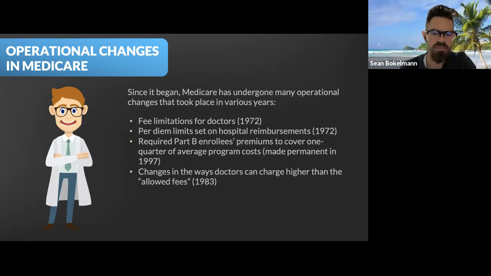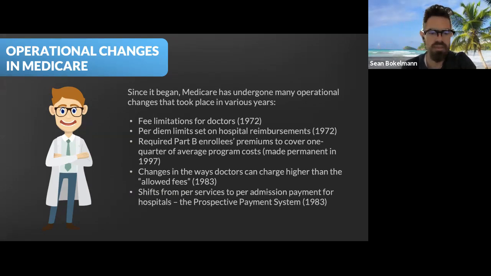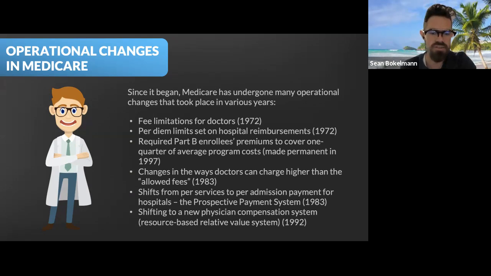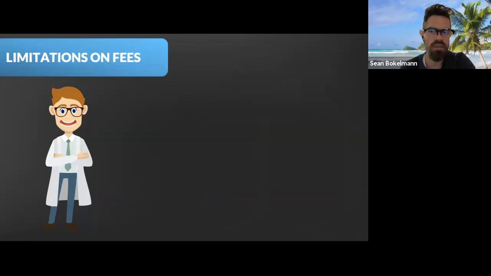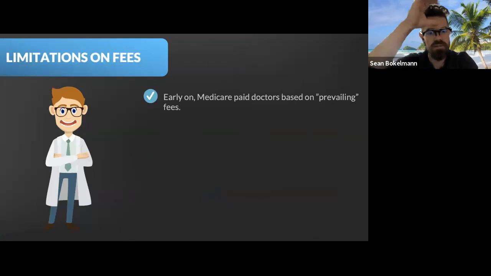Another change that came in 1983 was the way that doctors can charge higher fees than the allowed fees. There was a shift from per services payments to per admission payments for hospitals, something called the prospective payment system. And there was also a shift to a new physician compensation system called resource-based relative value in 1992. So we're going to look at each of these in detail today. So first of all, we'll talk about limitations on fees.